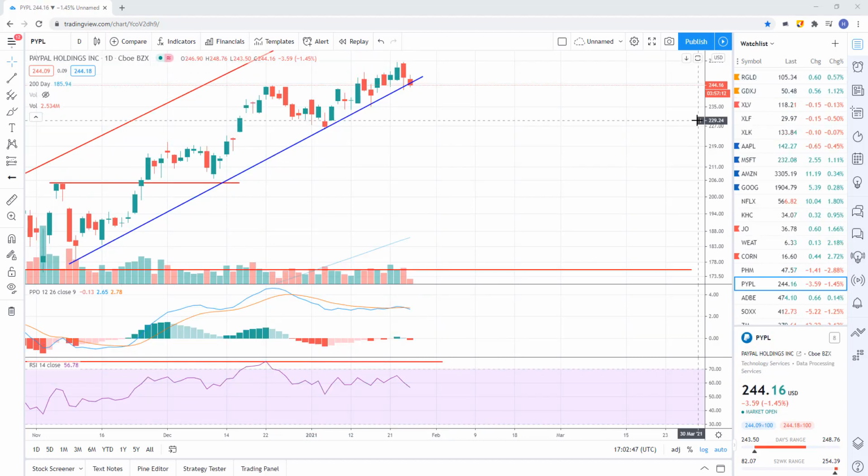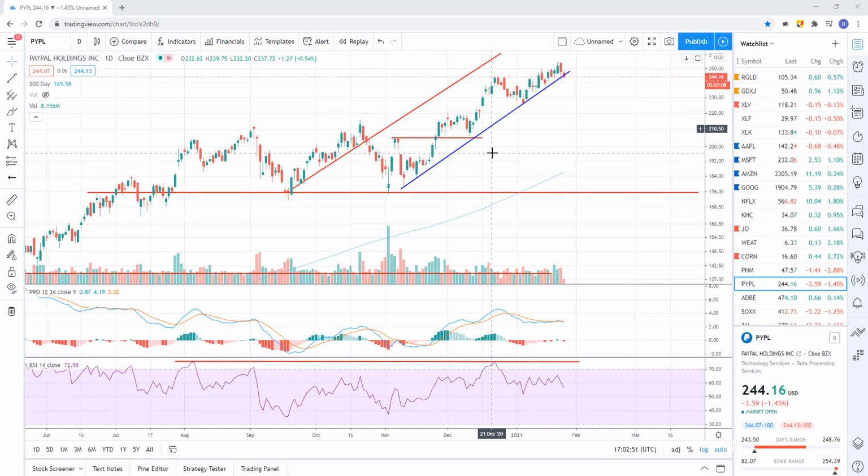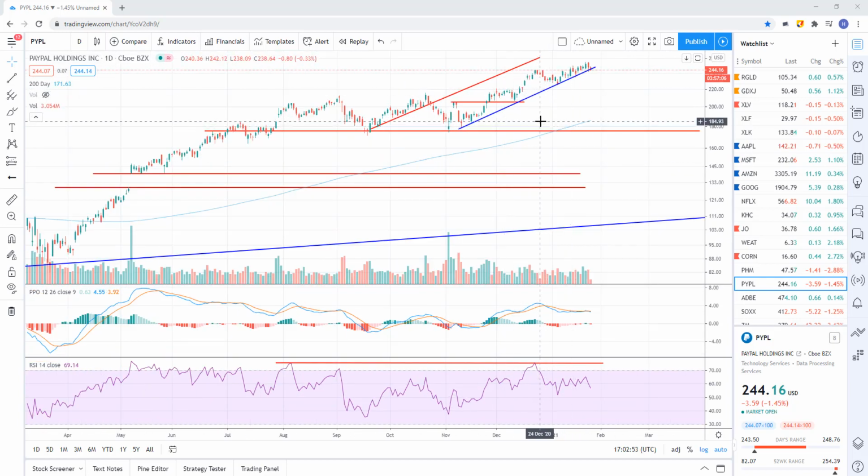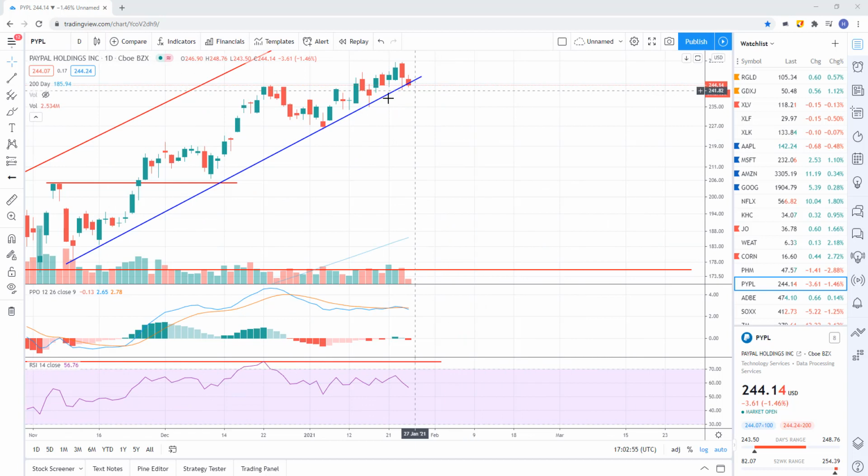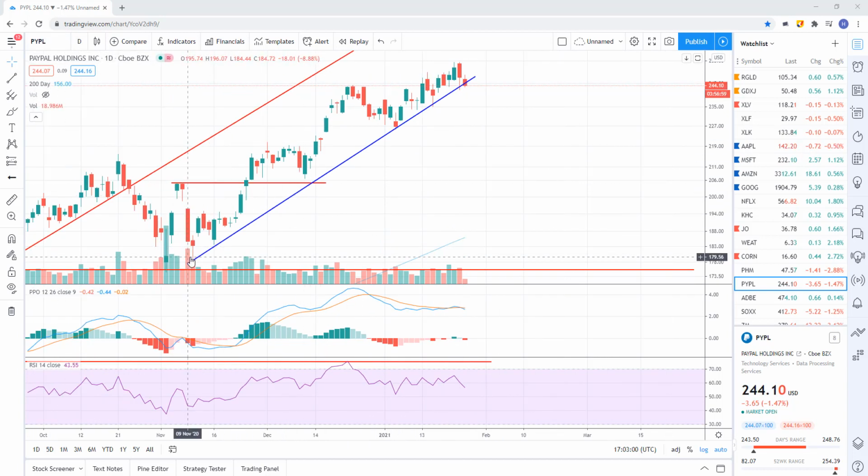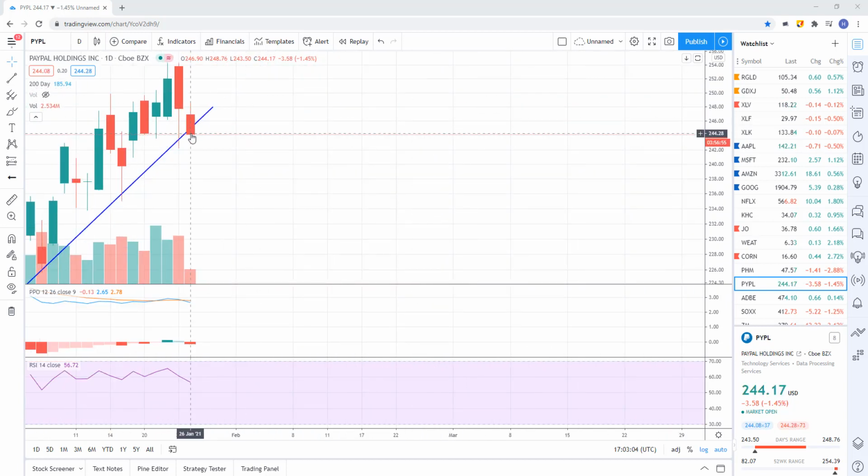Another one to keep an eye on. Now, we haven't broken down yet, but PayPal looks like it's going to break, or starting to. This isn't a sell signal yet, but here's the daily chart. You've got this trend line that this thing's been walking up on the daily chart, and we're just starting to inch down.